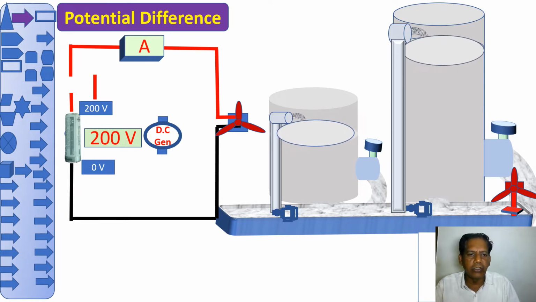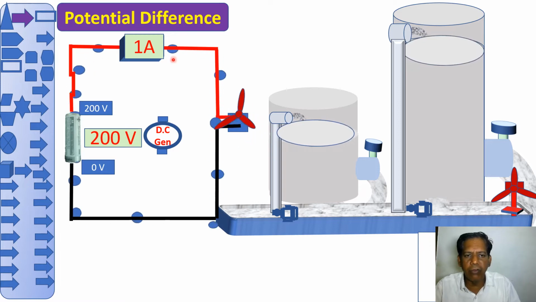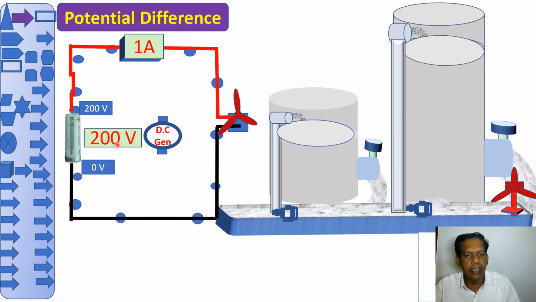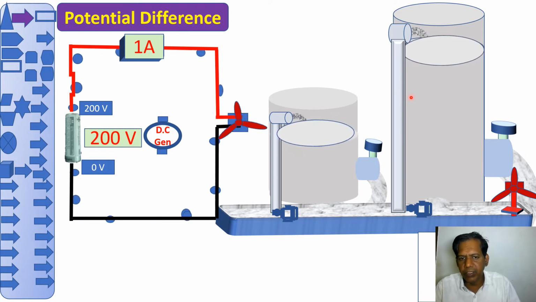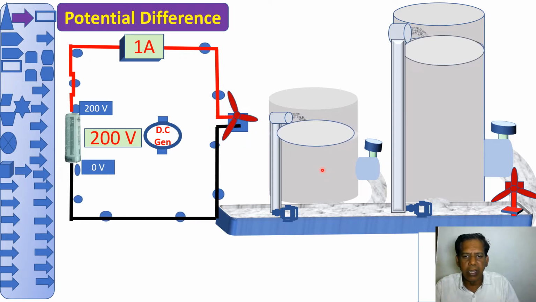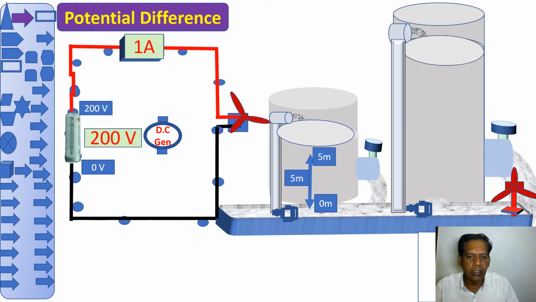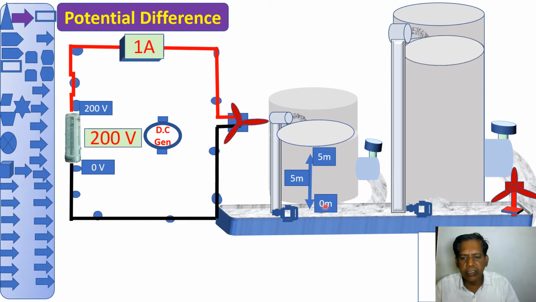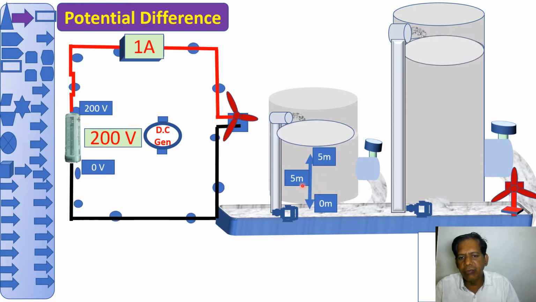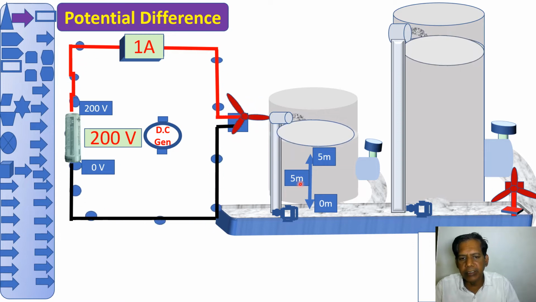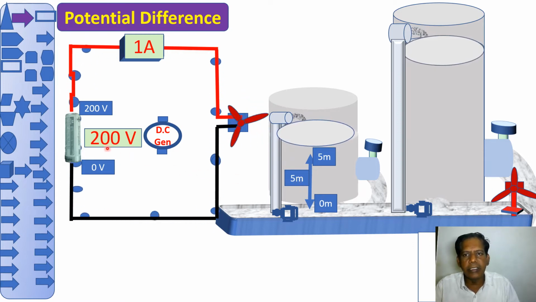Now let me operate this switch. Since I operated the switch, there is an electric charge flow. It will take 1 ampere current. This 1 amp depends upon this voltage. To understand this concept clearly, let us compare this circuit with the water circulation principle. This is the water tank, and this level is 5 meter, and this level is at ground level, 0 meter. Then the level difference is 5 meter minus 0 meter, equal to 5 meter. This level difference is just similar to this 200 voltage.